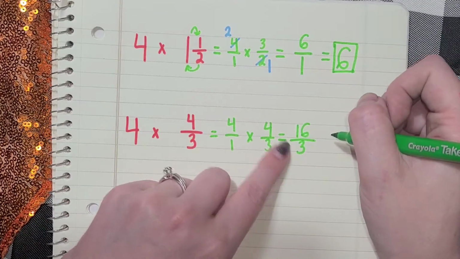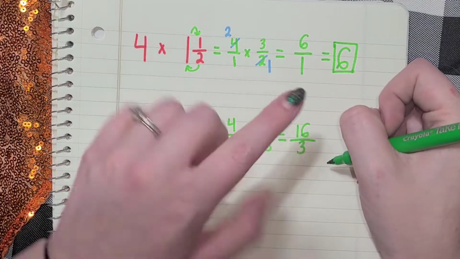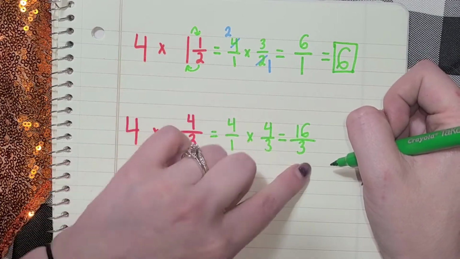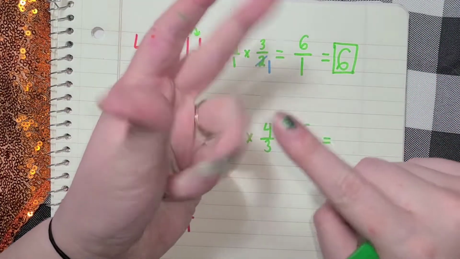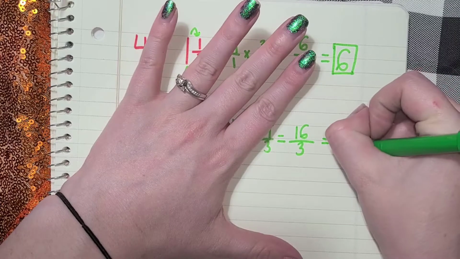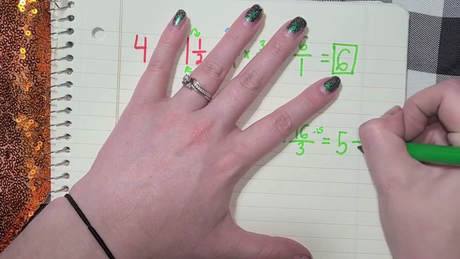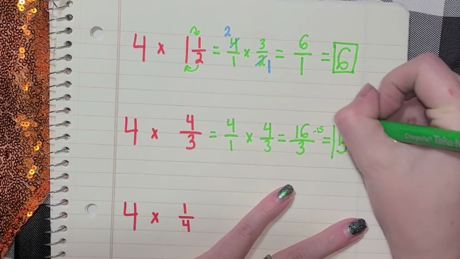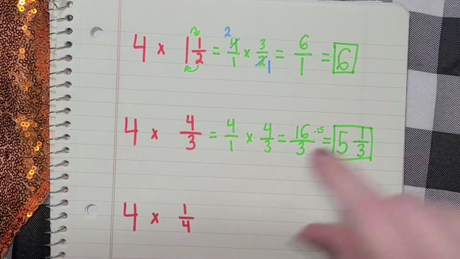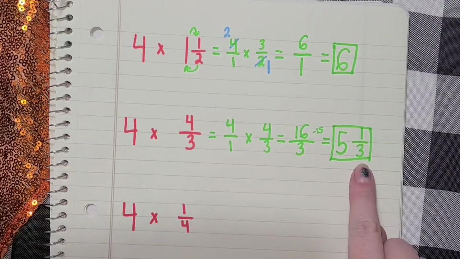To simplify this, I need to pull out as many wholes as I can. I can't simplify by dividing top and bottom by the same number, but my top is improper. So I'm going to pull out as many 3's as I can. Okay, I can pull 3, 6, 9, 12, 15. I pulled 5 whole 3's out. 16, take away the 15 that I pulled out, leaves 1, and that's the size of a third left. So 16/3 is equivalent to 5 1/3. Interesting. Okay, so far 4 times a mixed number made it go up to 6. 4 times an improper fraction made it go up to 5 1/3.